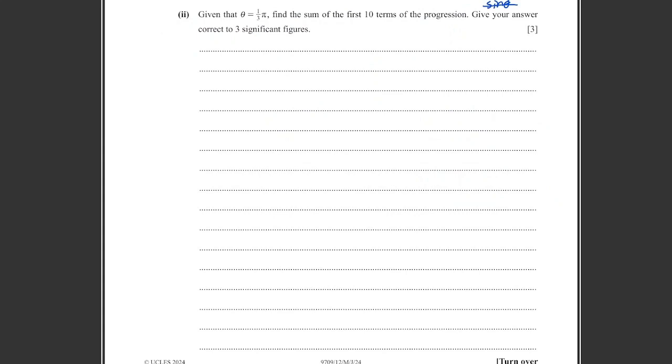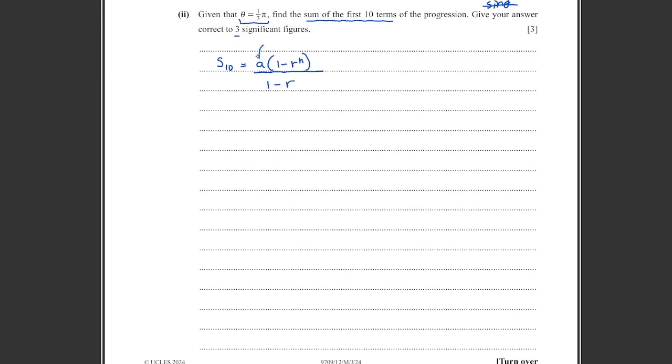Now for part 2, they basically give us some value for theta, and they want us to find the sum of the first 10 terms of the progression, and they need the answer in 3 significant figures. So we know that for a geometric progression, the sum of a finite number of terms is basically equal to a multiplied by 1 minus r to the power n, over 1 minus r.